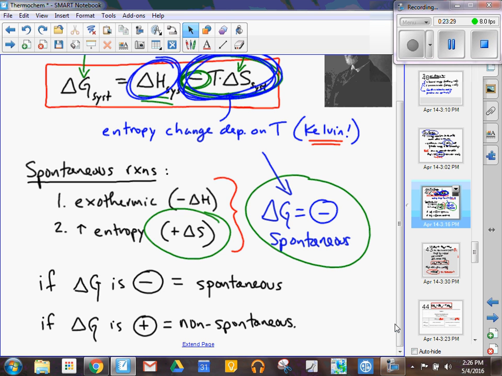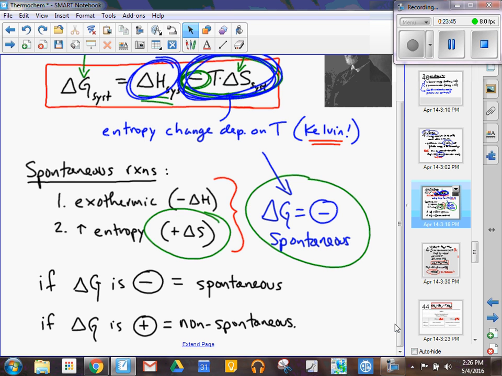Whereas if delta G is positive, that means the system must gain energy for the reaction to occur. You've got to put energy in. It's a lot like an endothermic reaction, but ignoring the entropy change. So that's a non-spontaneous system.